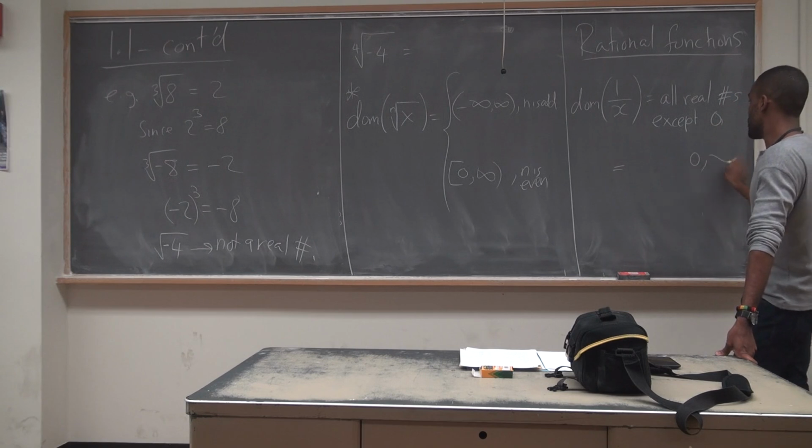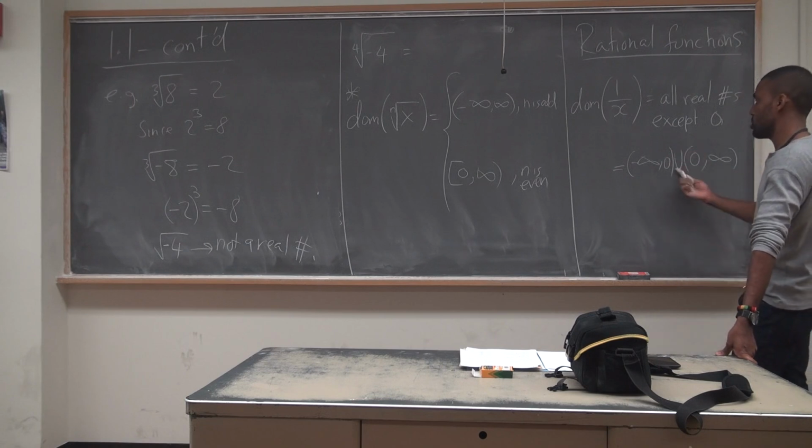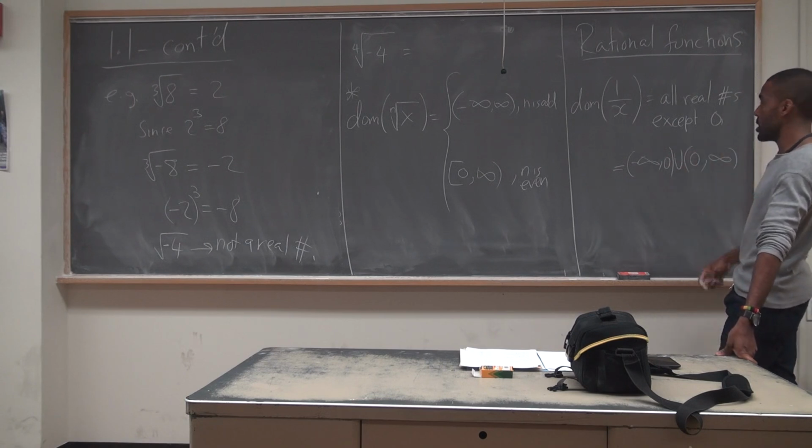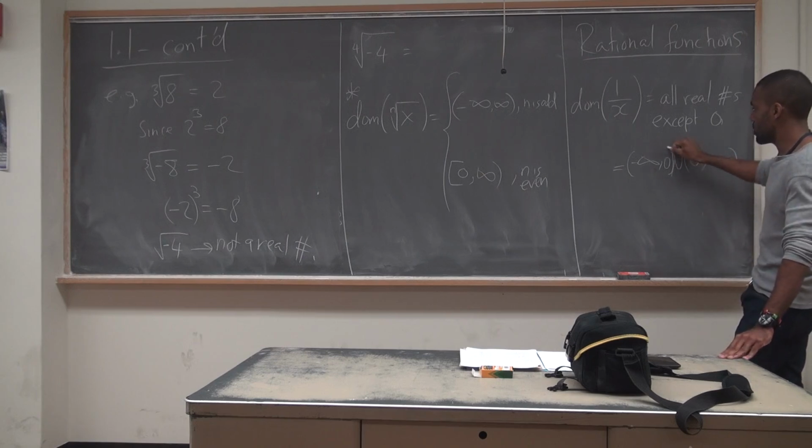Sure, 0 to infinity can work, but what about the other part? Negative infinity to 0. And what do we do to connect them? Union, right? Which means or. I can be over here or I can be over here, but I can't touch 0. So that's why I have an open parenthesis.